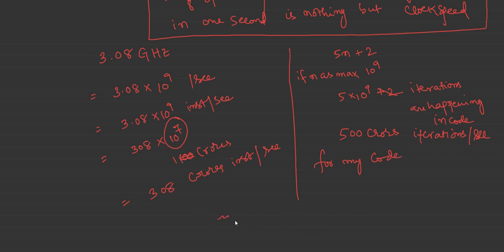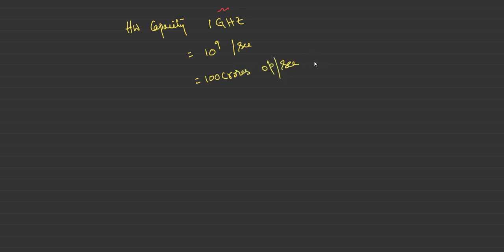So now let me make it very clear, guys. I have given you the clock speed of my laptop, but when we are working in the competitive coding environment, every coding platform will have a hardware capacity of, say, 1 gigahertz. 1 giga means 10 power 9 per second, which is nothing but 100 crores of instructions or operations per second that will be executed.